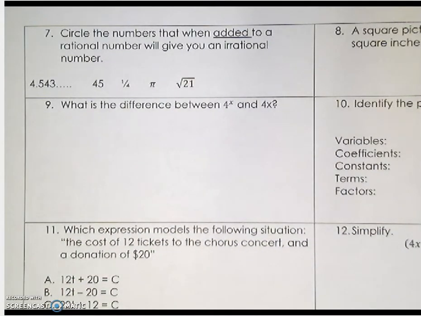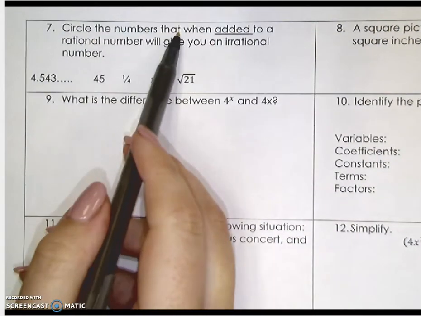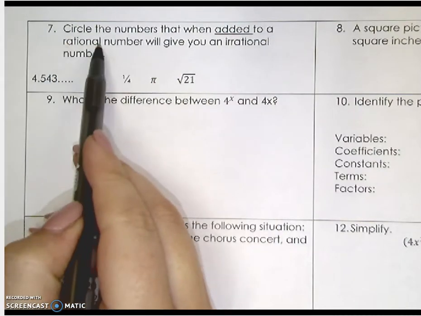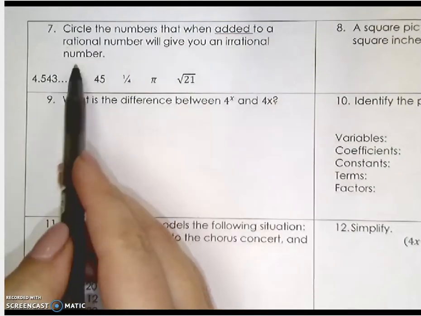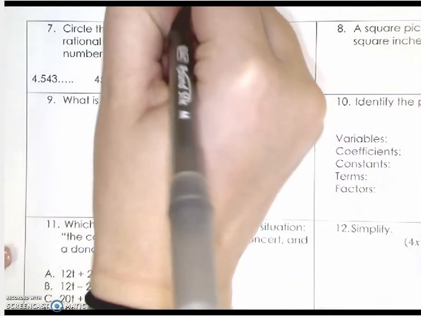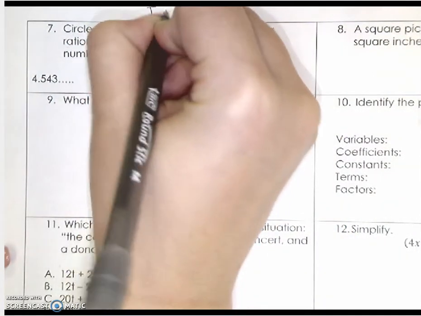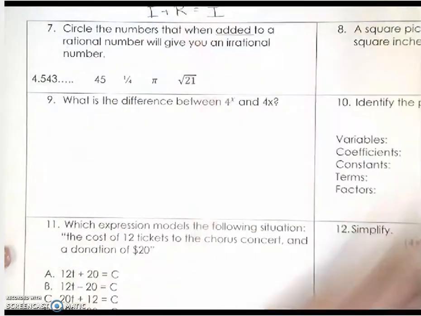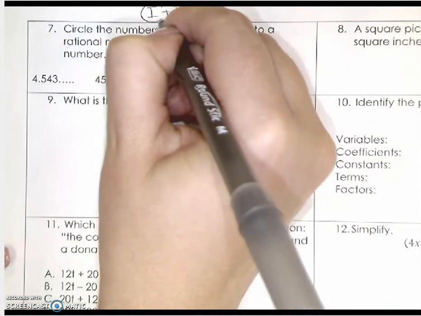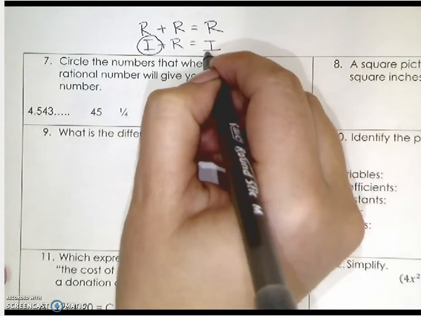Alright, number 7 can be a little tricky, but you just have to think about the rules of rational and irrational numbers. So number 7 wants us to circle all of the numbers that when added to a rational number will give you an irrational number. So I know that a rational plus rational equals a rational. An irrational plus rational equals an irrational. So right now I'm looking for irrational numbers because I want an irrational sum.